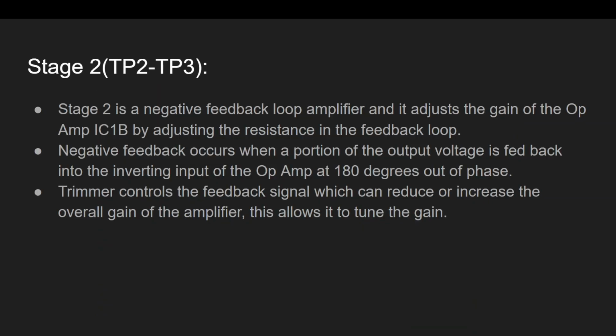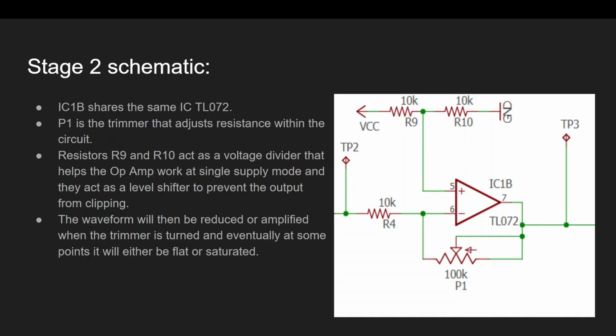Stage 2 is a negative feedback loop amplifier and it adjusts the gain of the op-amp IC1B by adjusting the resistance in the feedback loop. Negative feedback occurs when a portion of the output voltage is fed back into the inverting input of the op-amp at 180 degrees out of phase. Stage 2 also has a trimmer that controls the feedback signal, which can reduce or increase the overall gain of the amplifier, hence allowing it to tune the gain.